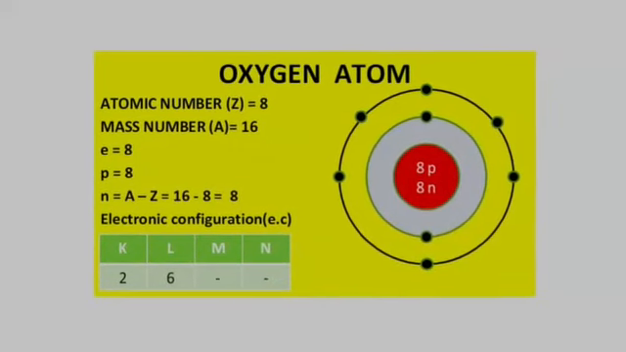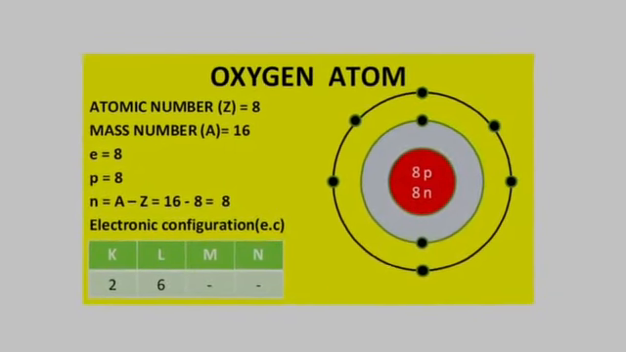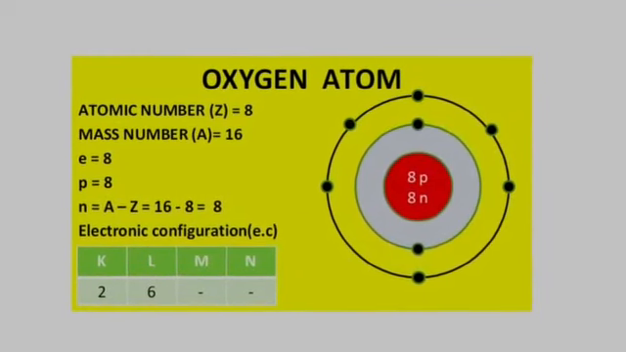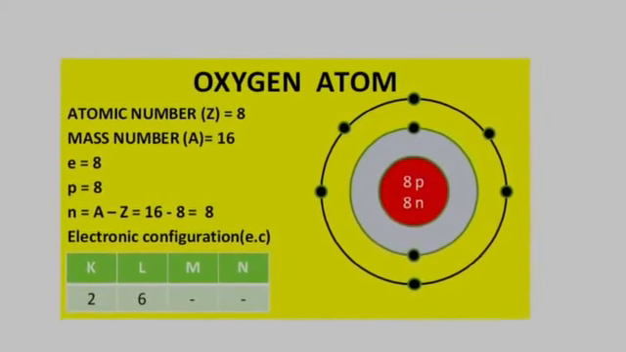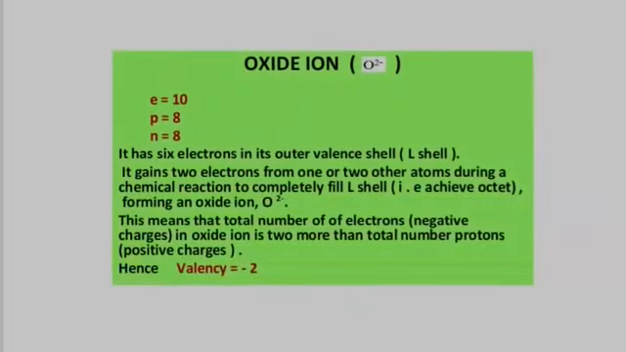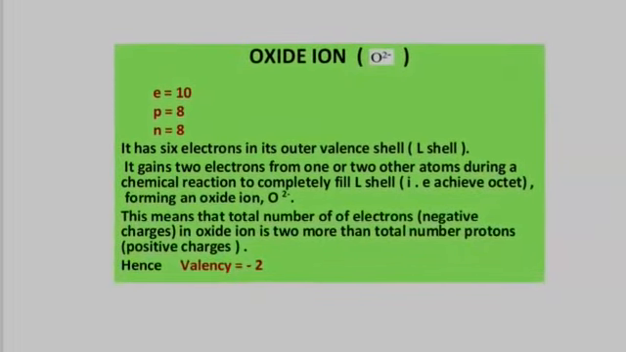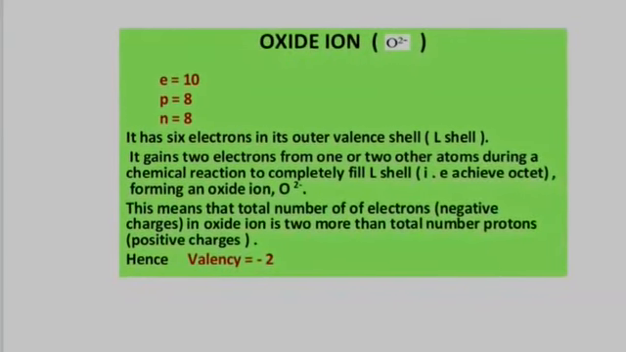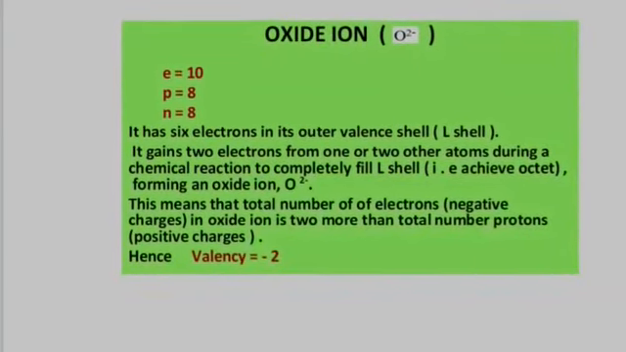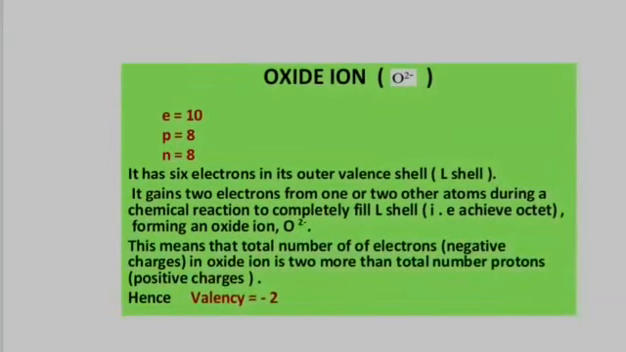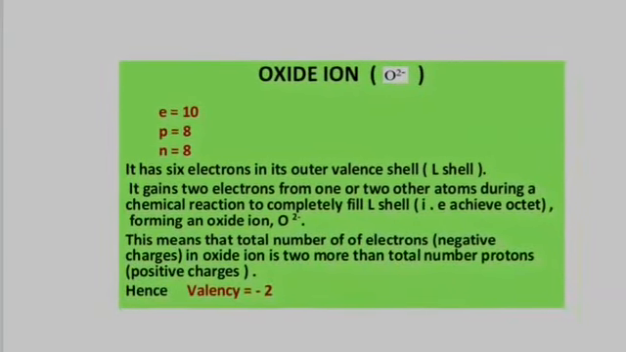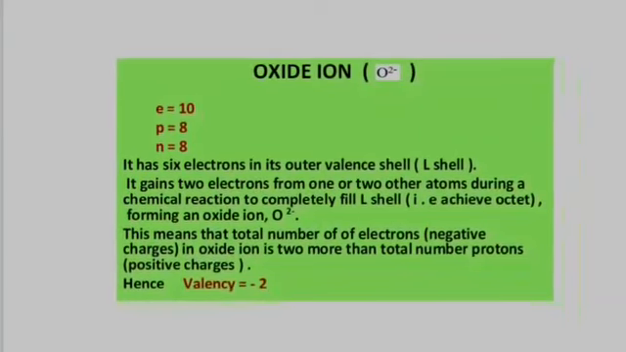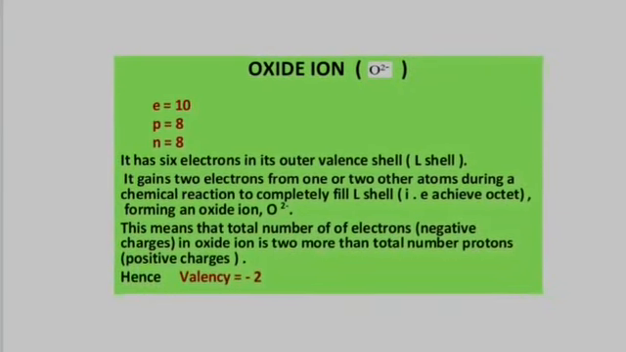Oxygen atom, atomic number 8. Therefore, electronic configuration 2 6. L shell is short of 2 electrons. So, what it does, it gains 2 electrons from 1 or 2 atoms during a chemical reaction to completely fill the L shell, achieve octet. Now, the total number of electrons in the oxide ion is 2 more than the total number of protons. Therefore, valency is -2.